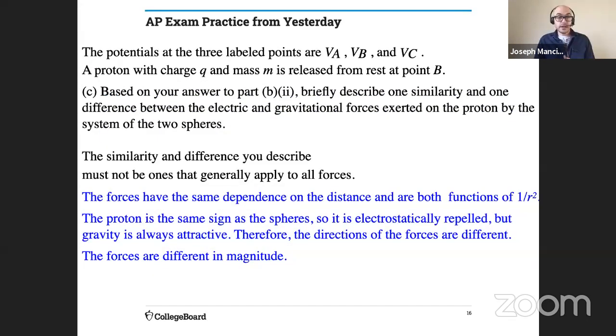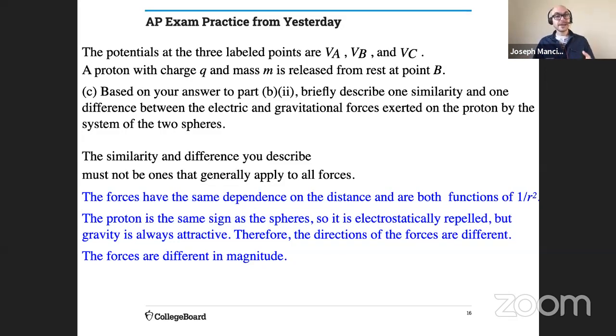Okay, so there were 3 points labeled A, B, and C, and the potentials at those points are VA, VB, and VC. A proton is released from rest at point B. Our job was to describe one similarity and one difference between the forces exerted on that proton. Now, that's a long setup to say, how is electrostatics like gravity, and how is it not like gravity?